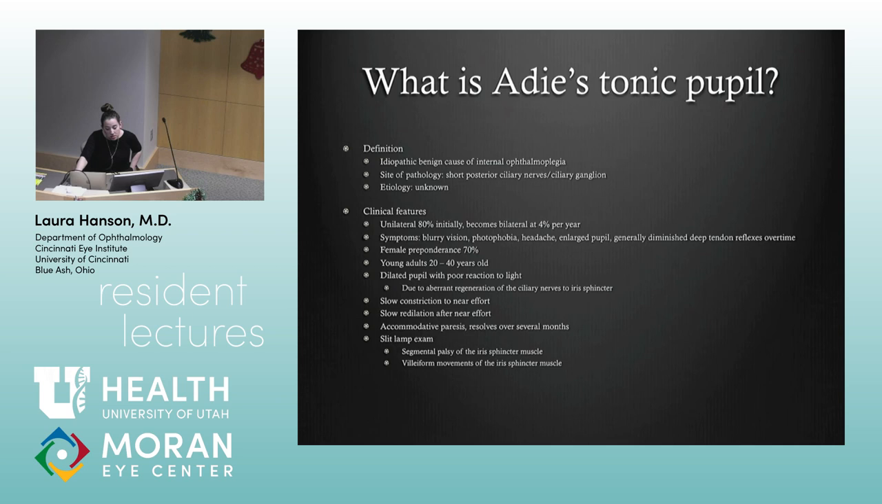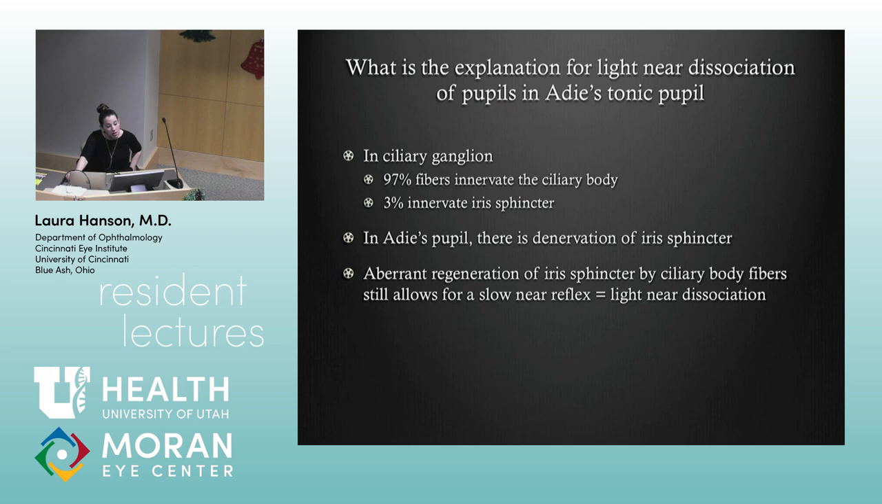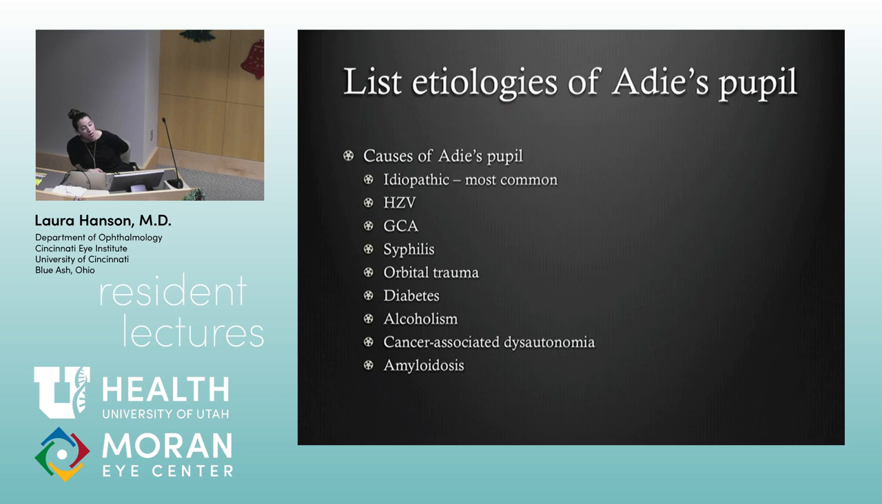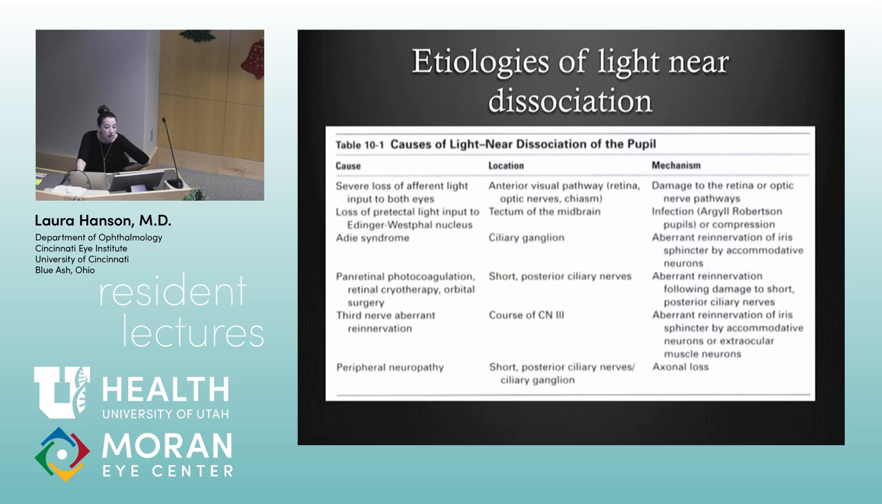Why do they get the light near dissociation? Because 90% of the fibers are innervating the ciliary body, 3% are doing the iris sphincter, so they actually get aberrant regeneration of the iris sphincter by those remaining ciliary body fibers. That gives you the slow near reflex. So usually you don't have to work it up, but if they present with acute bilateral Adie's, think about other causes. Usually it's going to be like a syphilis question. Etiologies of light near dissociation, you do want to be just kind of generally familiar with it.